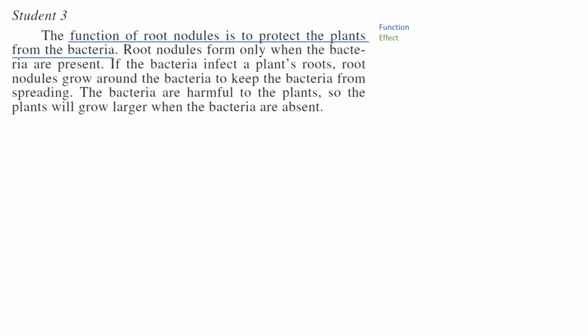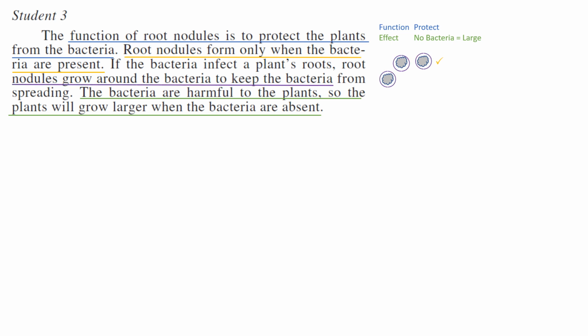The function is to protect the plants, and the plants will grow larger if bacteria are absent. So no bacteria equals larger plants. Root nodules only form when bacteria are present, same as student 1. If bacteria infect the roots, nodules grow around the bacteria to keep it from spreading. So the nodules grow around it, they keep it contained. So I just drew circles around my bacteria.